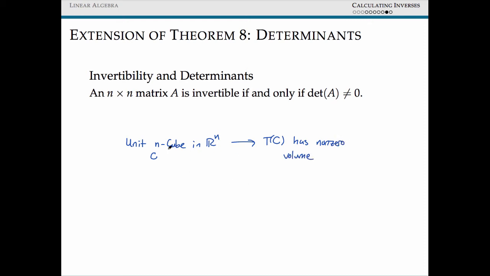Or equivalently, if we have a transformation from Rn to itself, the matrix that this transformation comes from is invertible if and only if the transformation T is injective. So we never map down to something of smaller dimension than we started with.